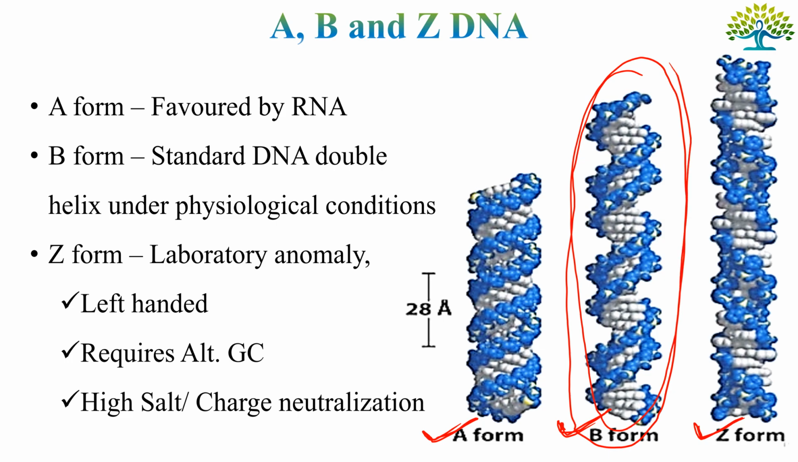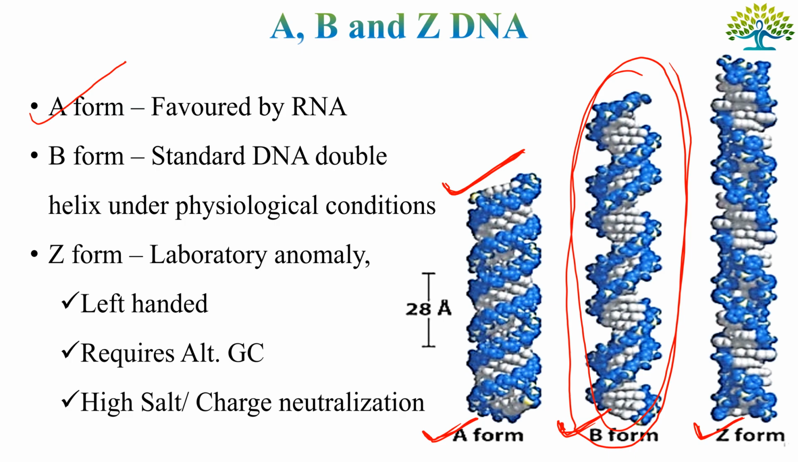Yeah, that is the B form of DNA. While the A form and Z forms, we do not see them generally in our textbooks, because the A form is generally favored by RNA, double stranded RNA. If it is there, then it favors A form structure, that is quite compact, as compared to B or Z. Then B form, standard DNA double helix, the helix under physiological conditions.